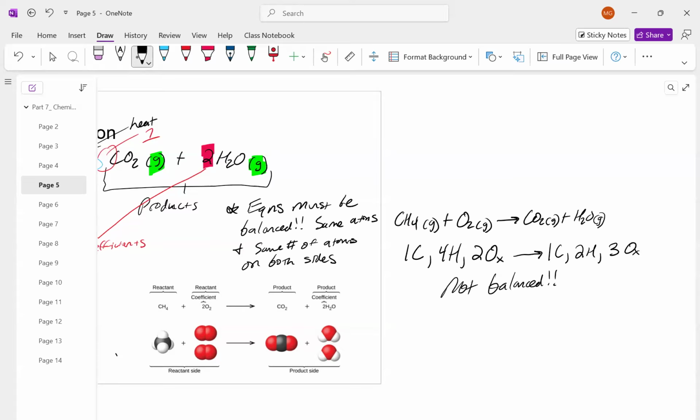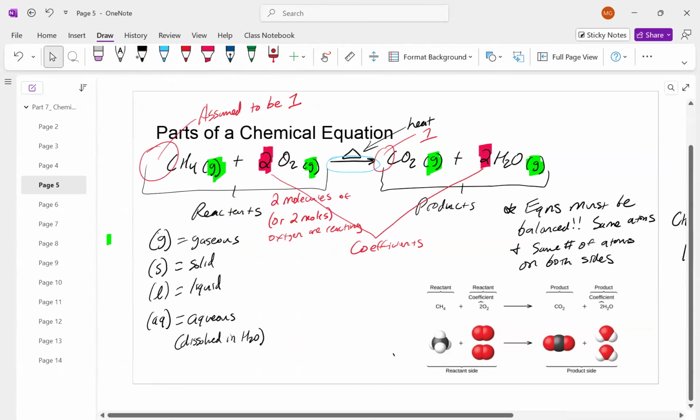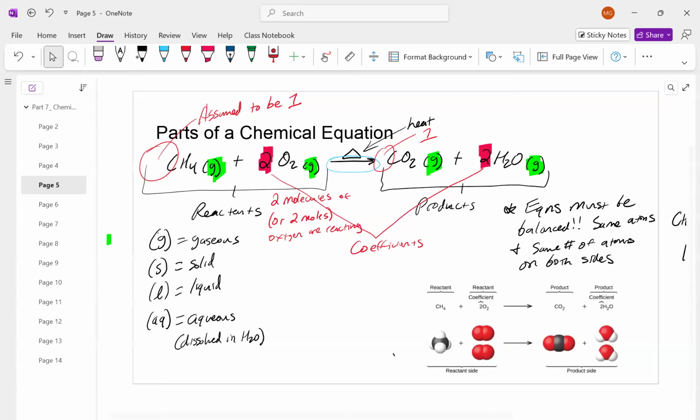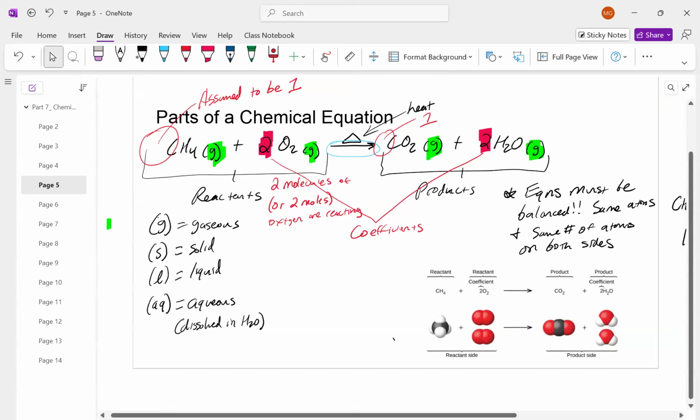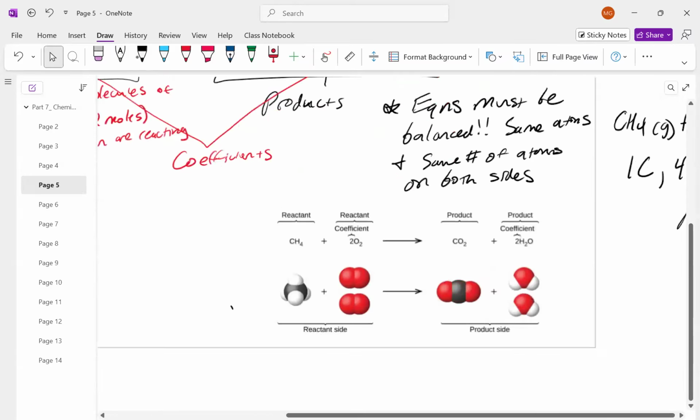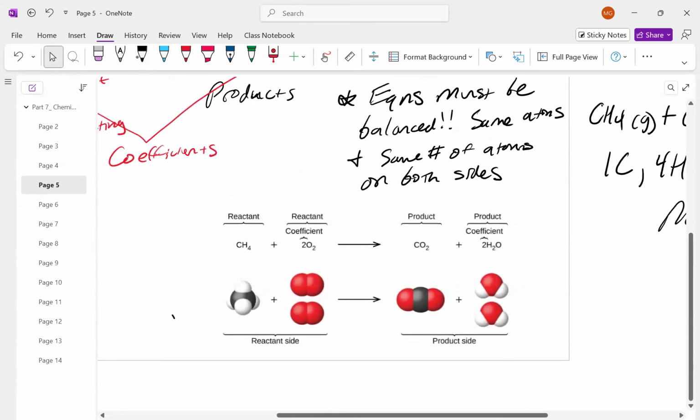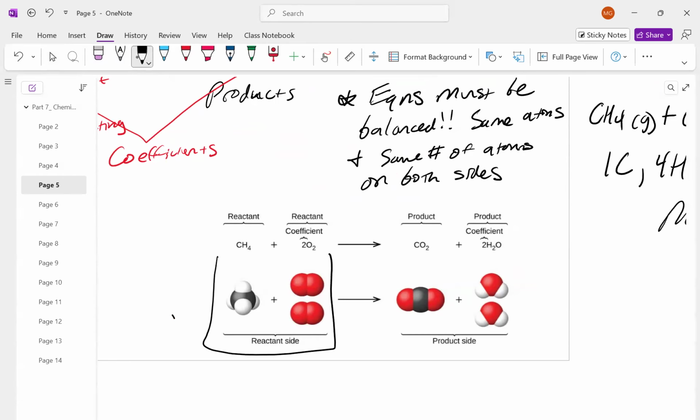So the way that we balance it is to use coefficients. And I'll discuss that in detail in our next lecture. So here's the way that you're going to look at this. We're taking CH4 and 2 molecules of O2. We're going to put them in a beaker or wherever, and we're going to react them together. They're going to bounce into each other and collide. The heat's going to cause a bunch of things to happen. And we're going to get 1 molecule of CO2 and 2 molecules of water.